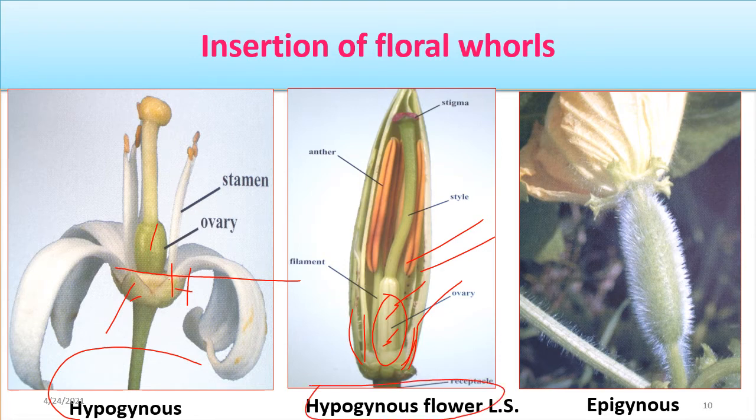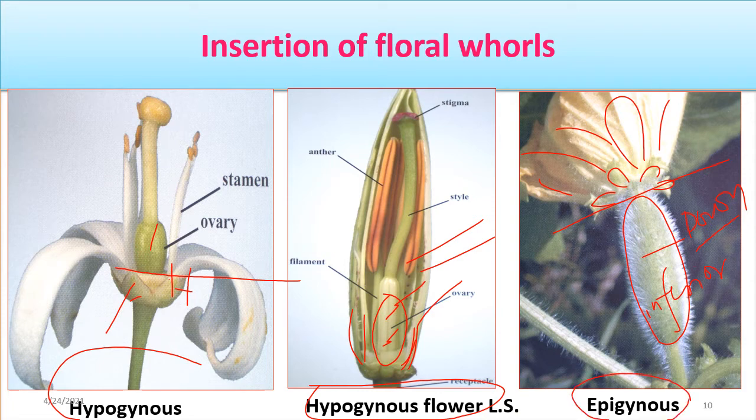But if you look into this, the ovary is present here. Above the ovary you can see the calyx, and above the calyx you can see the corolla, this part, and this is above the ovary. So the ovary is down, and this is called an inferior ovary, and the flower is called an epigynous flower.